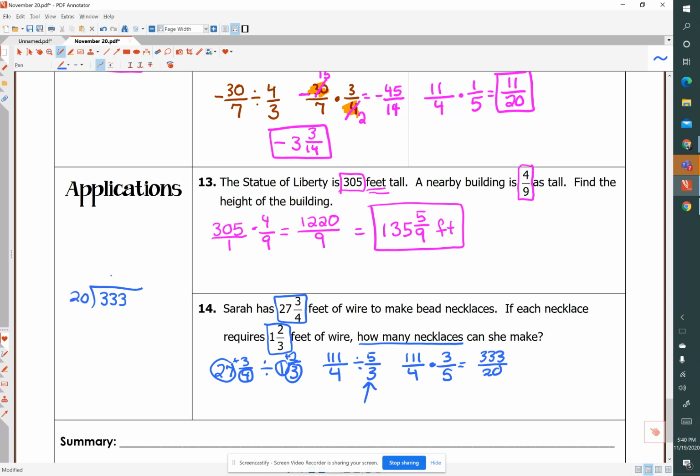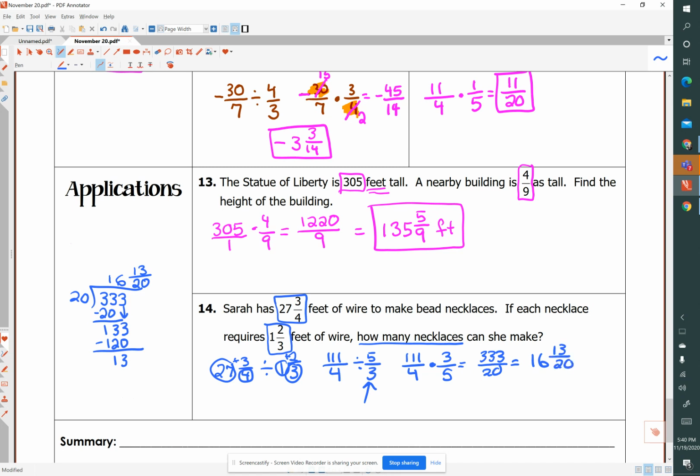And 20 into 33, there's one group of 20. 1 times 20 is 20. 33 minus 20 is 13. And we bring down the 3. 133 divided by 20 is going to be 6, because 6 times 20, well, 6 times 2 is 12, and we just add the 0. So that would be 120. And when we subtract, we have 13/20 left over. So that would be 13/20. Now, the answer to this problem is indeed 16 13/20.